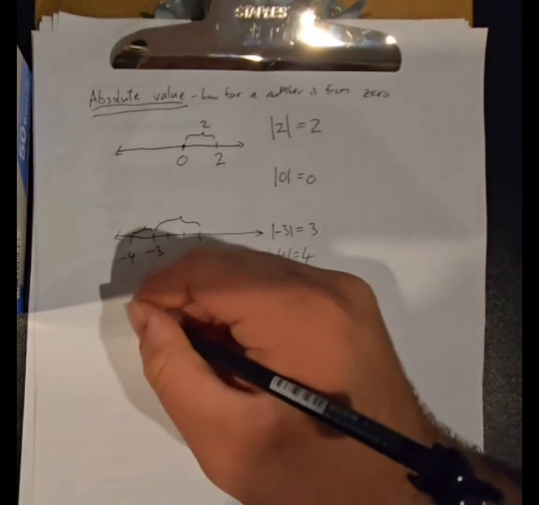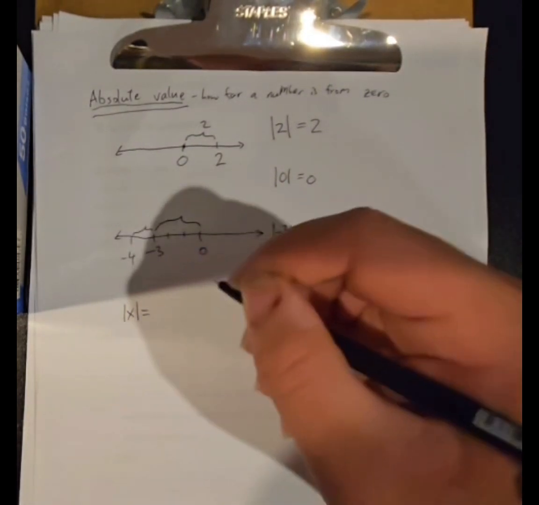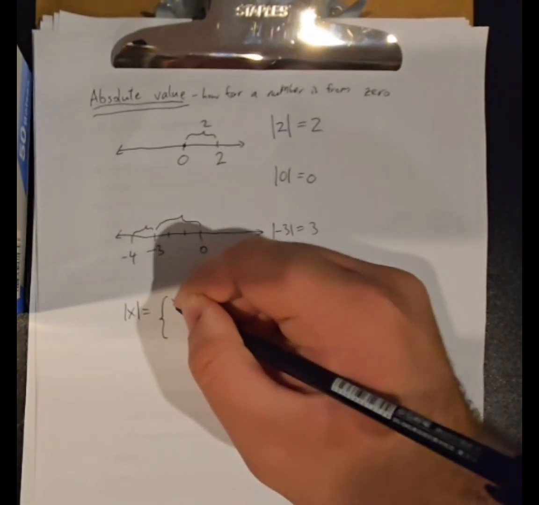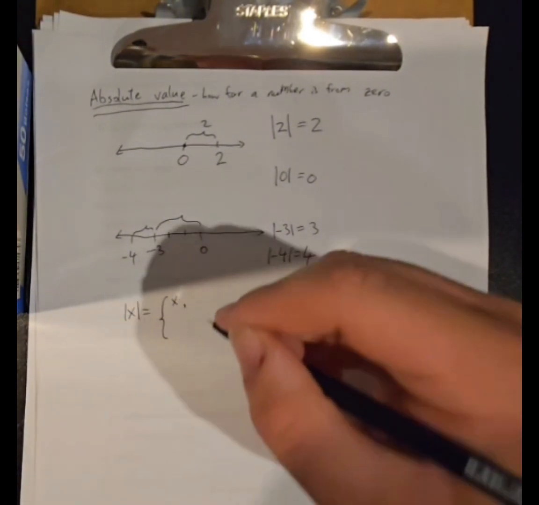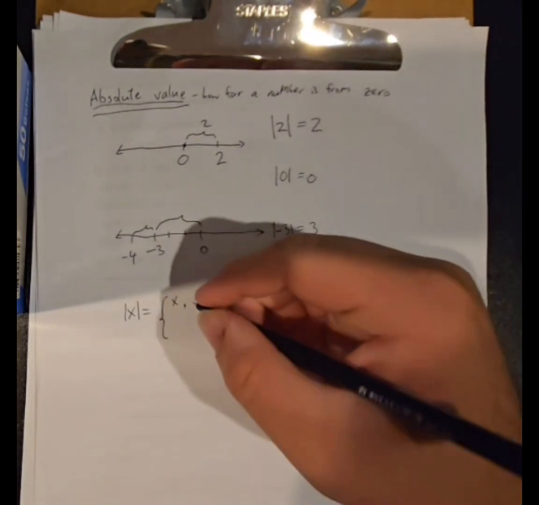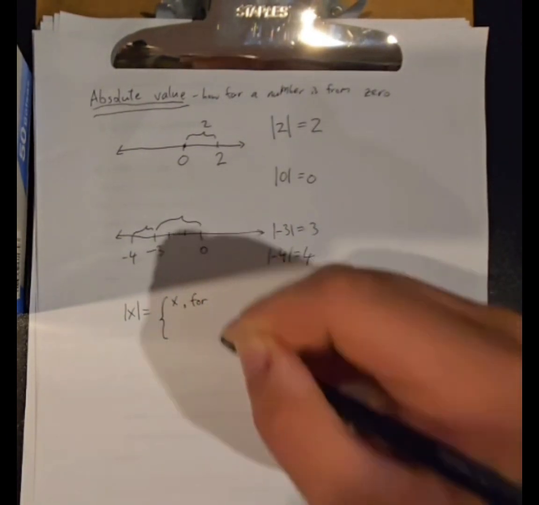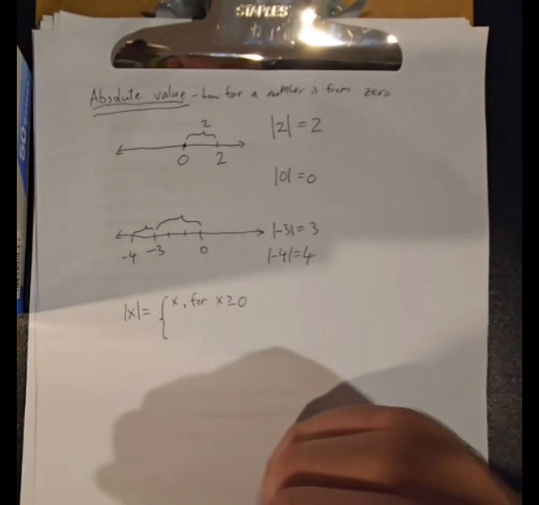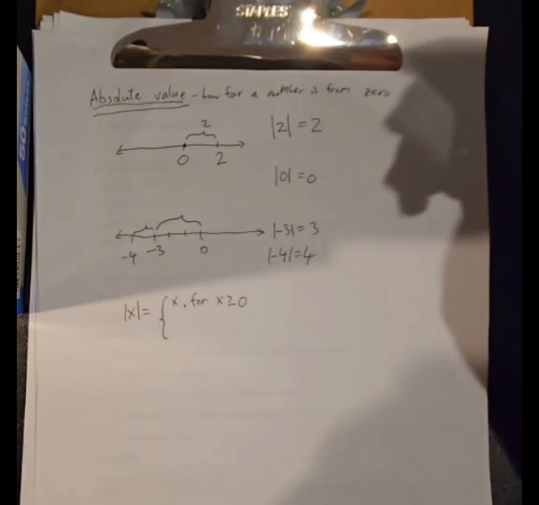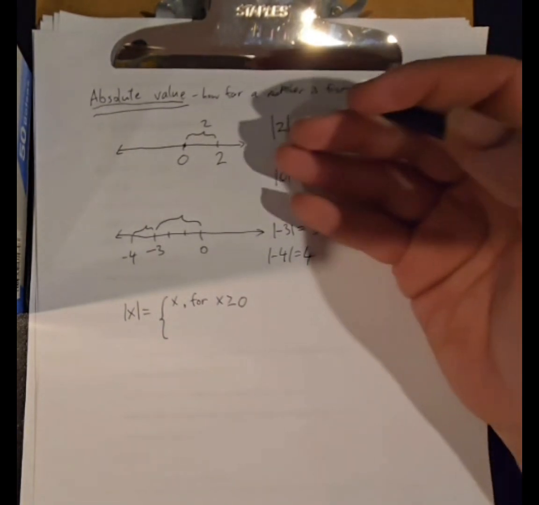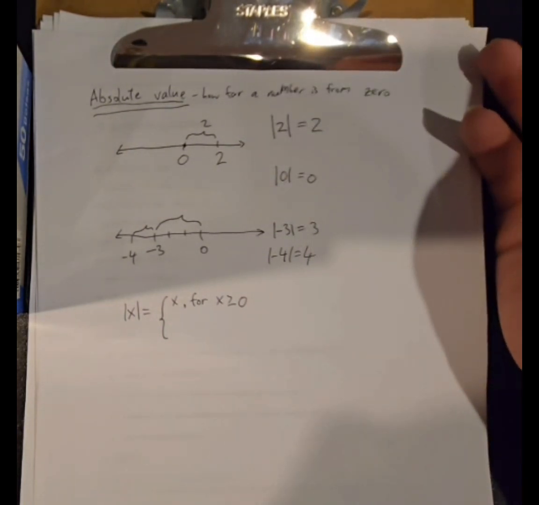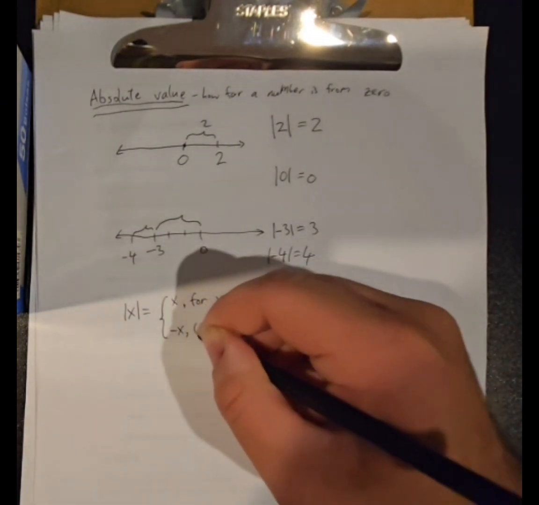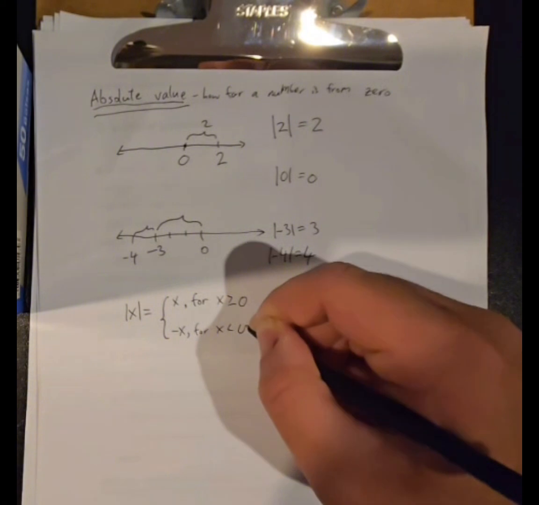Think about it like this. Absolute value of x equals, and we're going to draw a bracket here. x, comma. So the comma basically means if, or for. So x, for x is greater than or equal to 0. So if x is greater than 0, let's say it's 1/2, it's 1/2. If x is 0, it's 0. If x is 5, absolute value is going to be 5. And negative x, for x is less than 0.